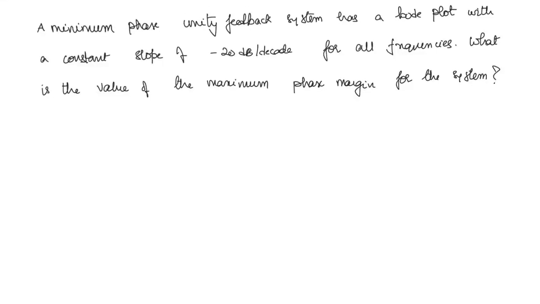Here let's do a question. A minimum phase unity feedback system has a Bode plot with a constant slope of minus 20 dB per decade for all frequencies. What is the value of maximum phase margin for the system?